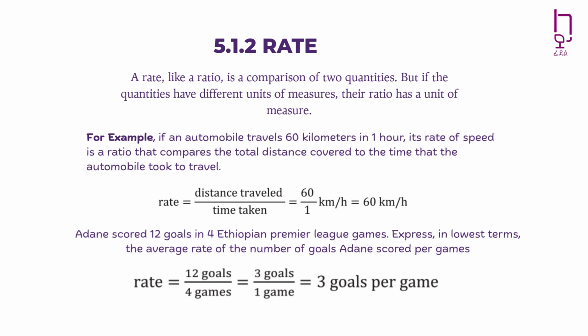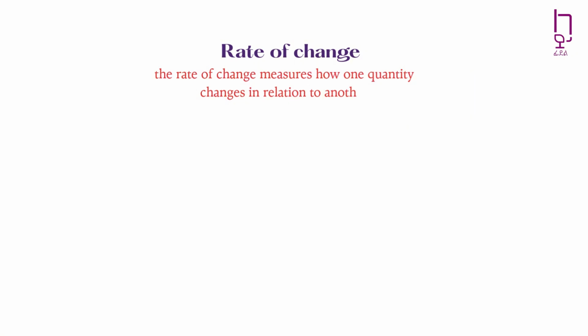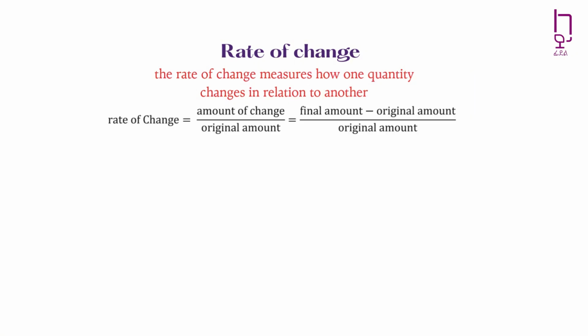So Adana scored an average rate of 3 goals per game. So that means he scored 3 goals in every game. So that's his rate. When there's one game, 3 goals, another game, 3 goals, and it continues like that. So now let's look at rate of change. The same concept, but now we will look at the change. In this case, rate of change is defined by the final amount minus the original amount divided by the original amount. Okay. So we'll do one example.